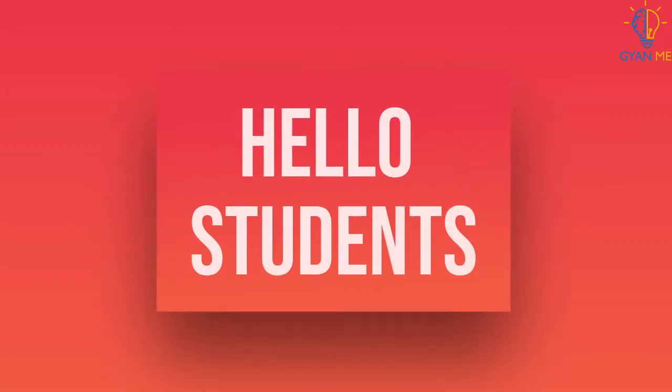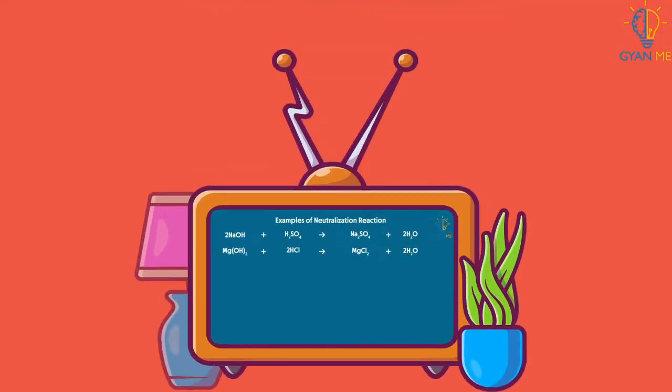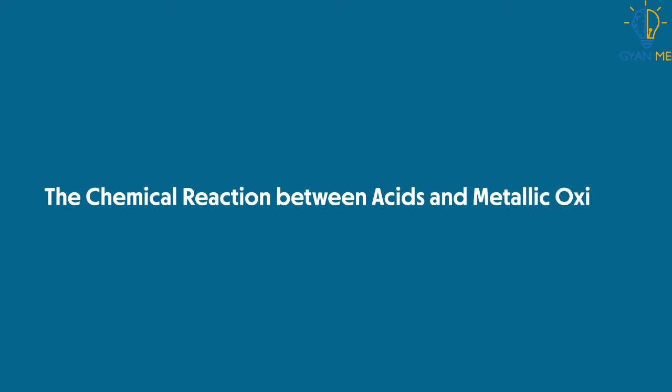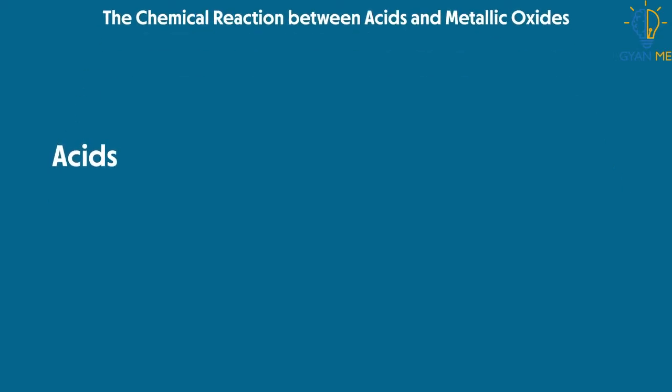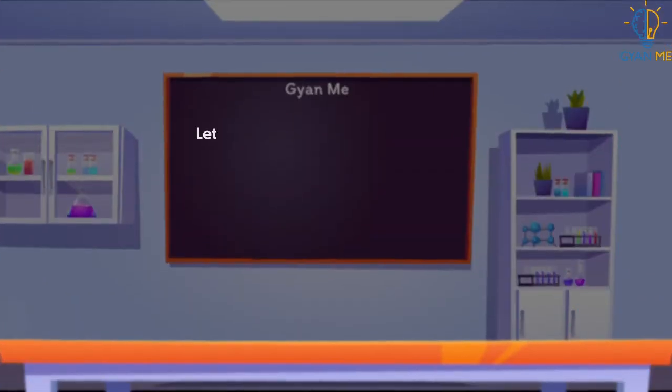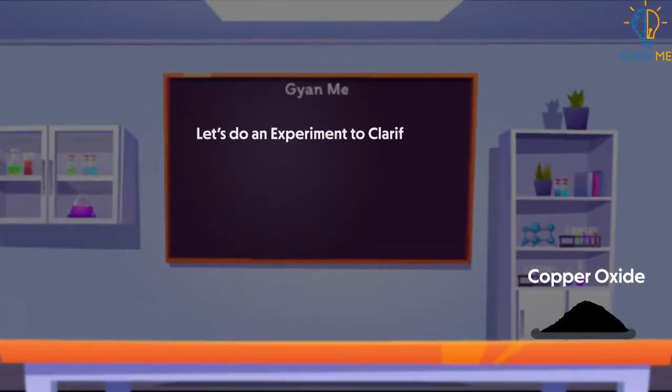Hello students, in our previous video we learnt about neutralization reactions. Now let's look at the chemical reaction between acids and metallic oxides. When acids react with metallic oxides, we get the same products that are formed when acid reacts with base, that is salt and water. Let's do an experiment to clarify this.